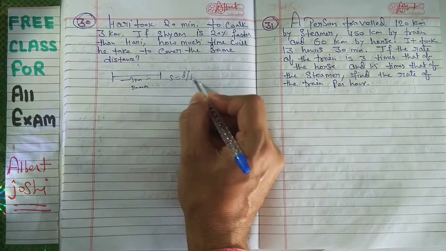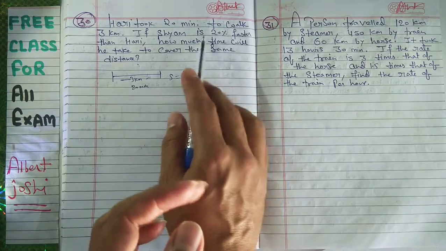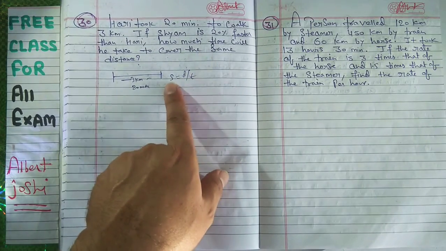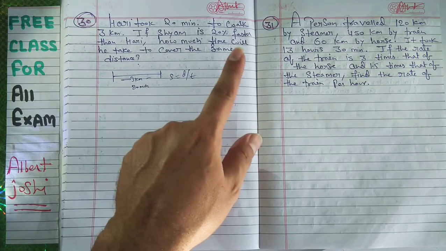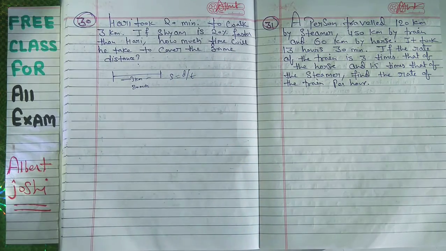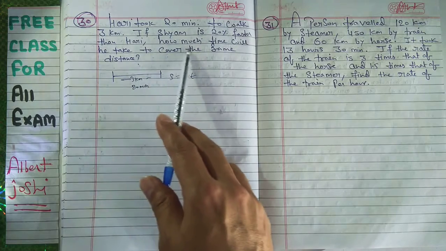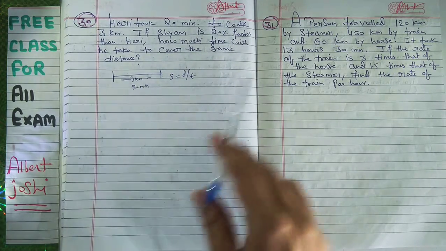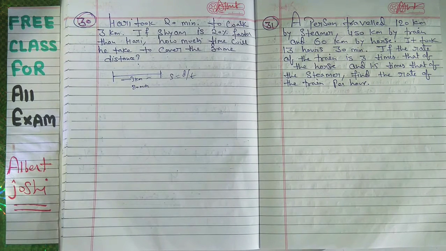His speed is equal to distance upon time, but Shyam is 20% faster, means if Hari's speed is 100 kilometer, then Shyam's speed will be 100 plus 20%, that is 120, faster than Hari. How much time will he take to cover the same distance? Then he is asking about Shyam. Very simple question.